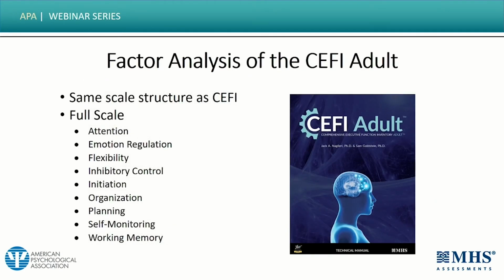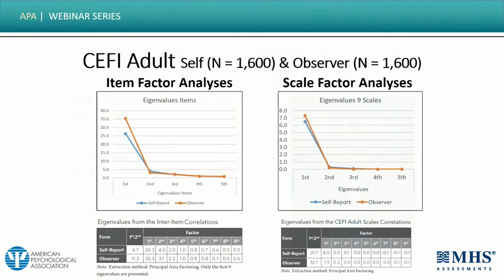Now, with the CEFI Adult, we followed the same procedure. We looked at the item level and we looked at this 9 scale level for adults who were rated themselves and adults rated by an observer. So we have another 3,200 people, and we got the same result.